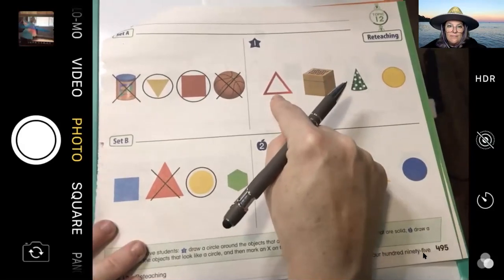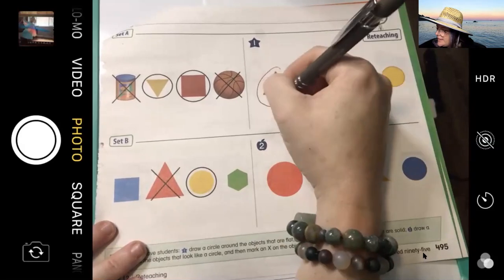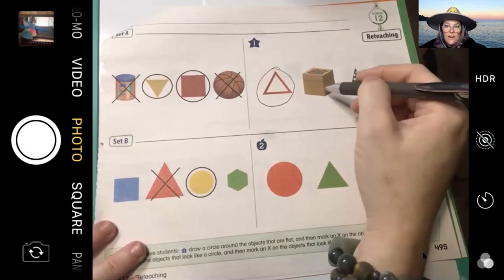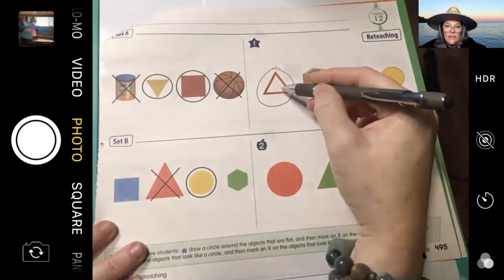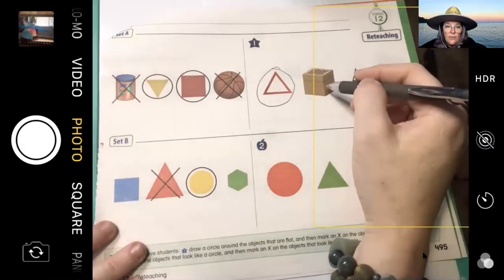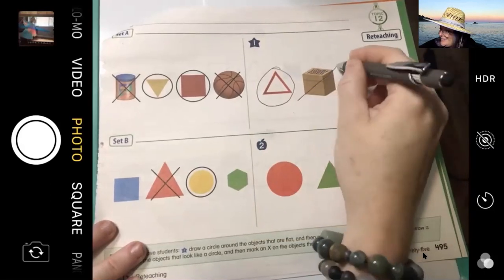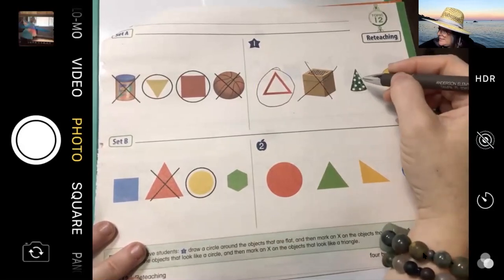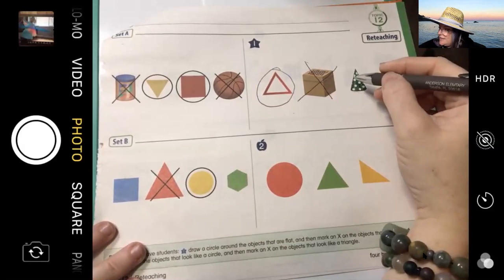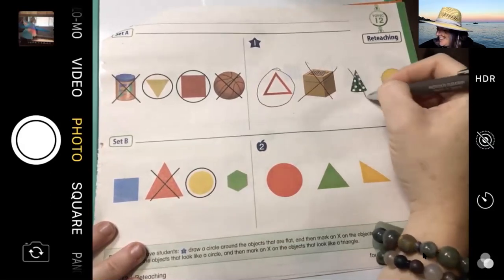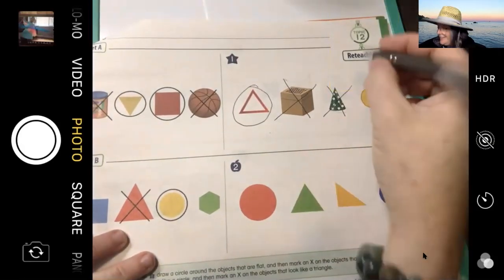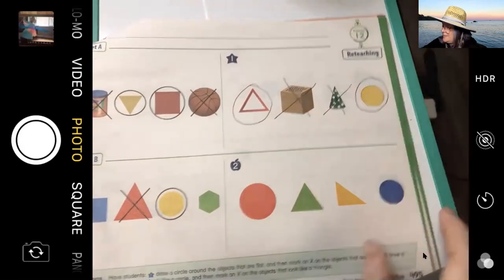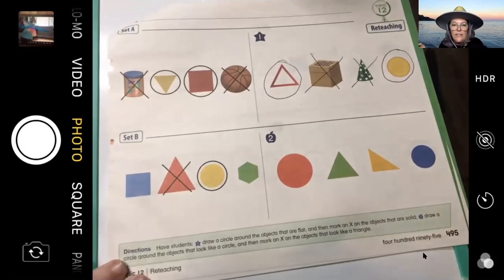Which is this? Flat or solid? That's flat. So I'm going to circle the flat shapes. Take a look at this box or cube. Is that flat, 2D, or solid, 3D? Solid 3D, put an X. Here's the birthday hat, which is a cone. Is a cone a flat 2D shape or a solid 3D shape? Solid 3D shape. And now let's look at this circle. Yep, circles are 2D, flat shapes. Nice. Now let's look at set B.